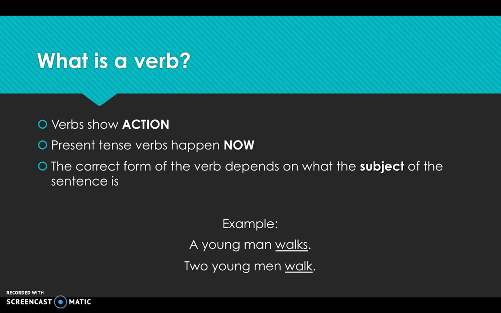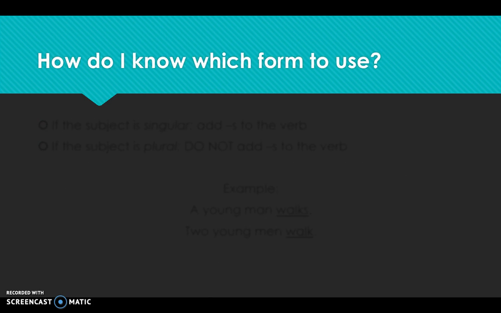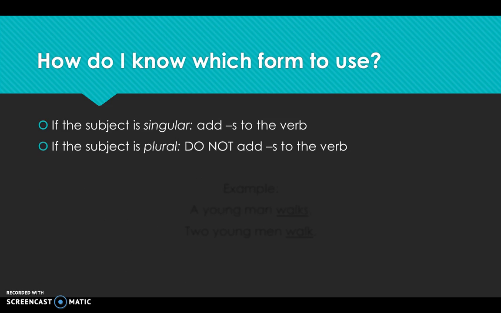Well, in the second sentence, two young men walk, is the subject singular or plural? Well, that's right, it's plural. There's more than one young man. So they walk. It doesn't have an S. I'm noticing a pattern. How do I know which form to use? If the subject is singular, add S to the verb. If the subject is plural, do not add S to the verb.